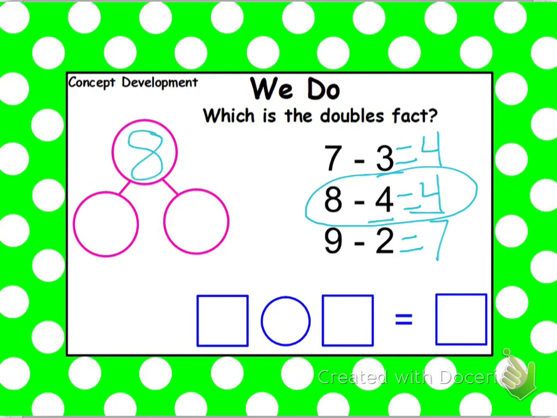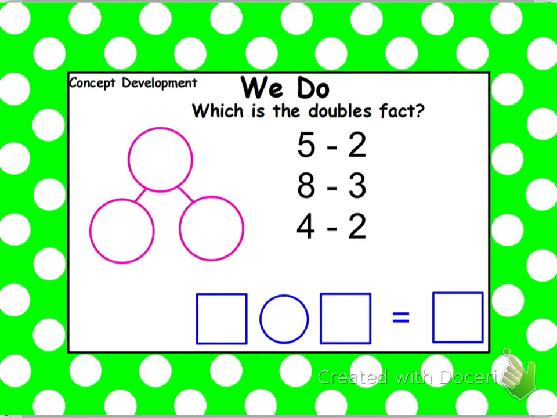Now what are my parts? Good. 4 and 4. Now what is my addition sentence that would go with this? Good. 4 plus 4 equals 8. Awesome. Now, looking at this, let's go to another one.